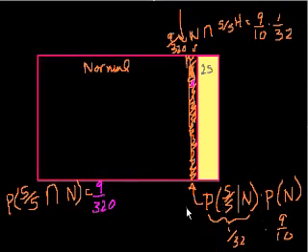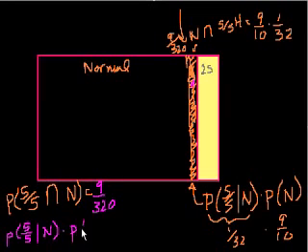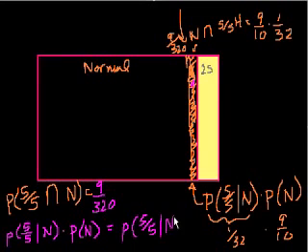So we could say in general that the probability of me getting 5 out of 5, given that I got a normal coin, times the probability that I got the normal coin, is going to be equal to the probability that 5 out of 5 happens and I got the normal coin.